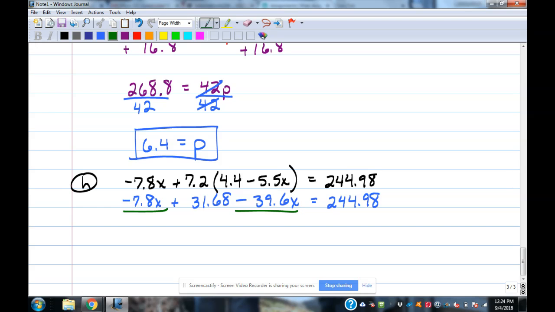All right, so negative 7.8 and negative 39.6. Negative 47.4x plus 31.68 equals 244.98. If you wrote 31.68 minus 47.4x, that's the exact same thing. There's nothing wrong with that. I just chose to put the x part first. Doesn't matter. Y'all agree with his numbers?